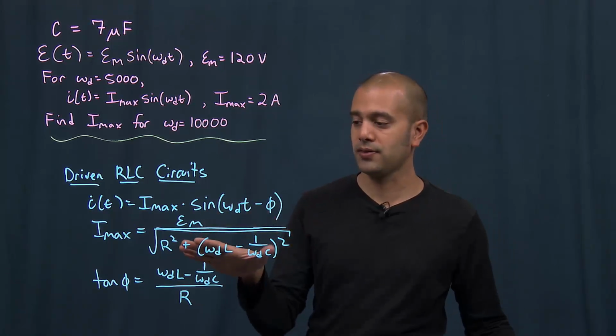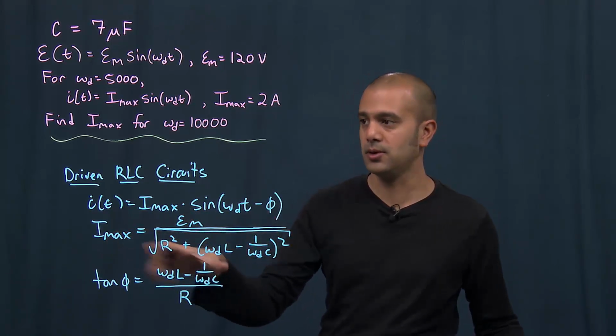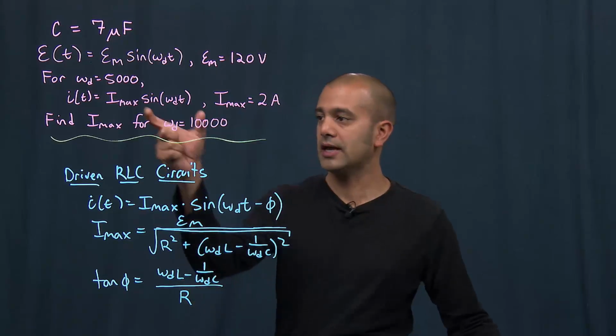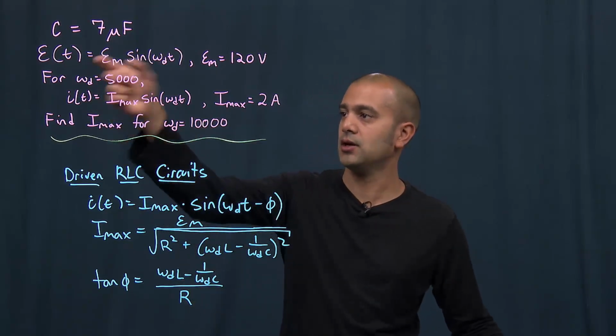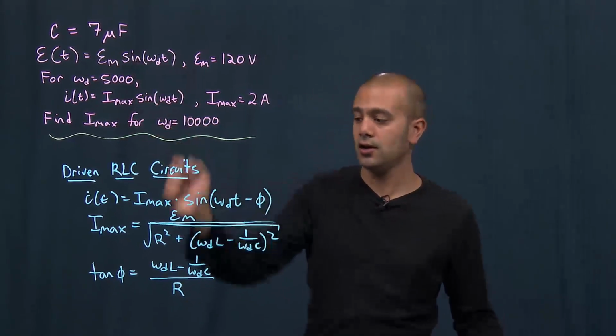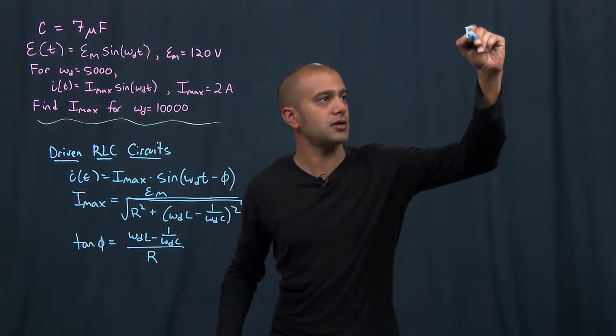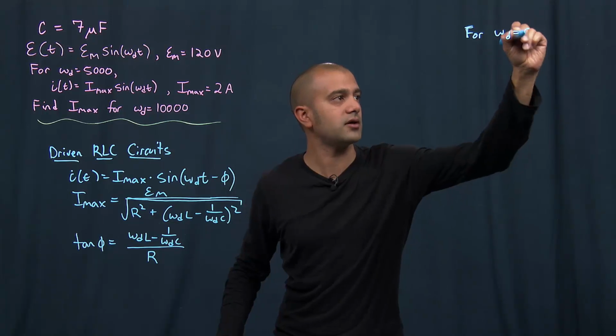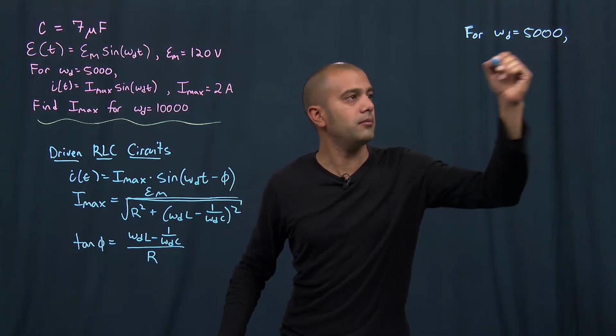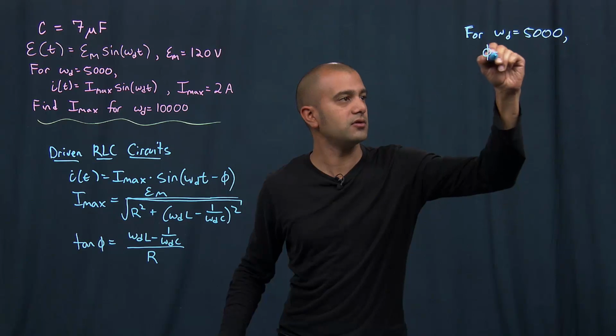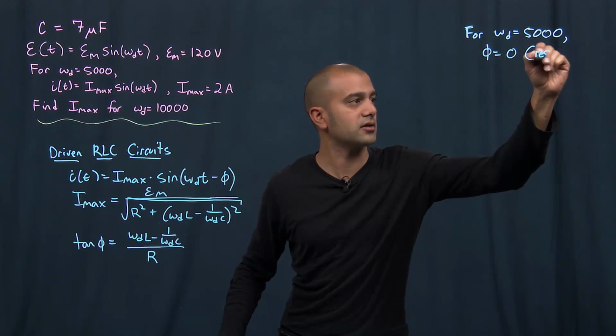And I'll say a little bit more about what that means in terms of the max current in a moment. But for now, let's just note that given the fact that for this particular frequency, voltage and current are in line, phi has to be 0. So let me just summarize that here. For omega d equals 5,000, phi equals 0, which is known as a resonant condition.